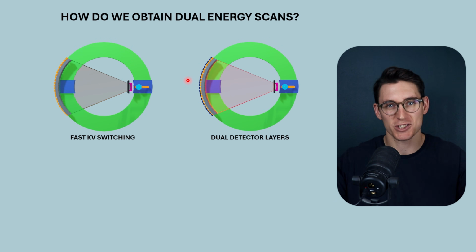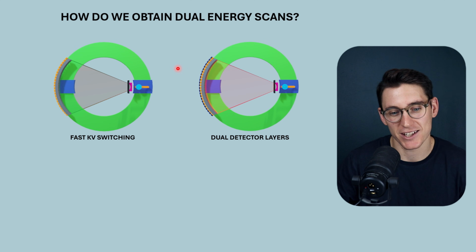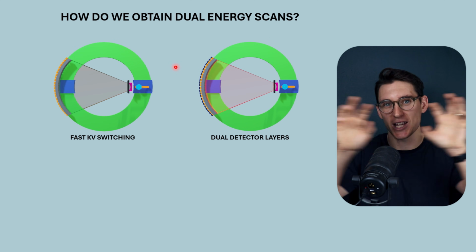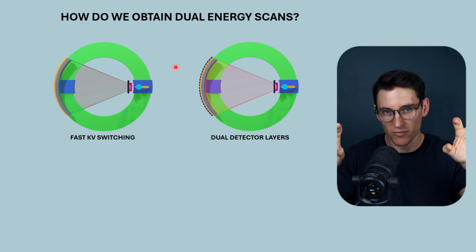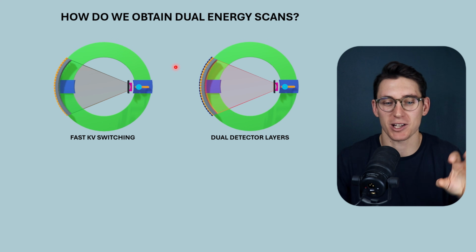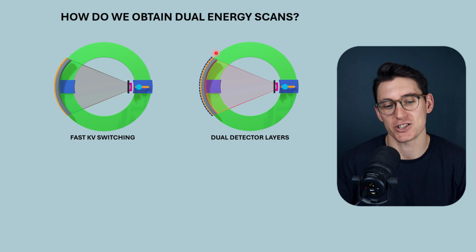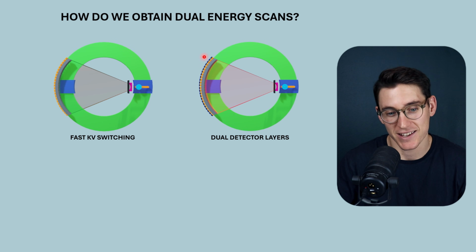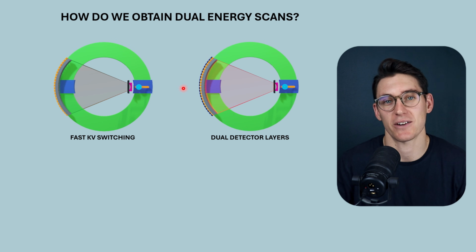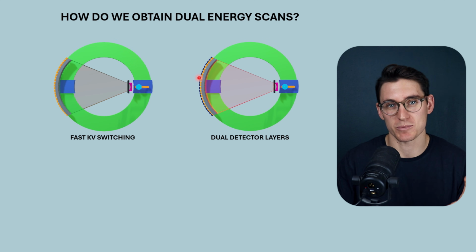But what we get is spectral overlap. These two layers aren't perfectly able to separate out the two energies. Some higher energies are going to be picked up by the low energy layer, and some lower energies are going to be picked up by the high energy layer. That's just a function of the technology that we have now. So those are the two single source mechanisms for acquiring dual energy CT scans.